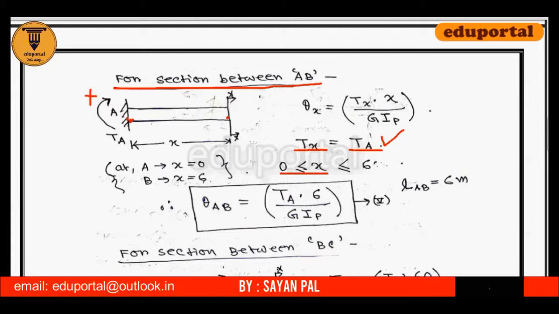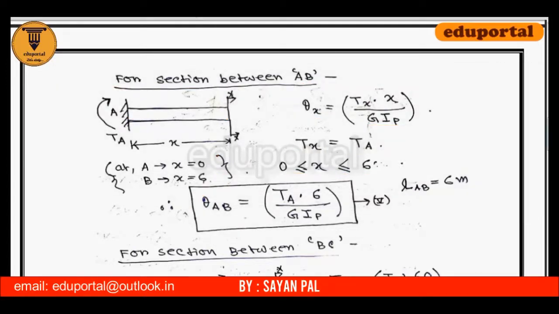X is between 0 and 6, because at A x is 0, at B x is 6, because AB is equal to 6 meter in length. So if we put Tx equal to Ta, x equal to 6 meter, and GIP, we get theta AB equal to Ta into 6 by GIP, where LAB, the length between AB, is equal to 6 meter.